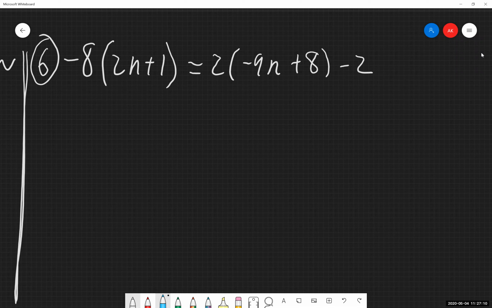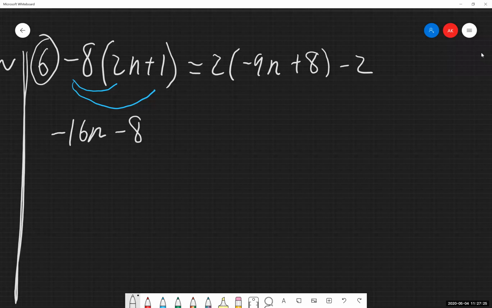I'm just simplifying, so just using PEMDAS. I can't do anything inside the parentheses. I have no exponents. I have multiplication happening now. So negative 8 is going to distribute through. It's going to be a negative 16n minus 8. I cannot simplify that down any further, so I'm just going to leave that as it is.